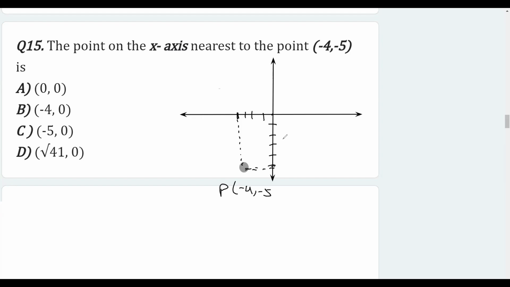But then what we have to determine is the nearest point on x-axis. It's not the y, it has to be nearest from x-axis. So as you can see, the nearest point from x-axis will be this.